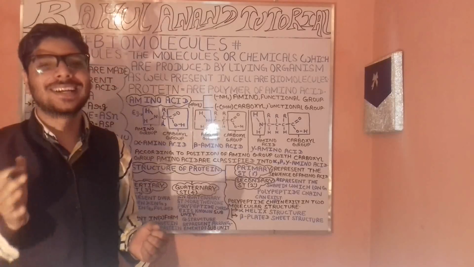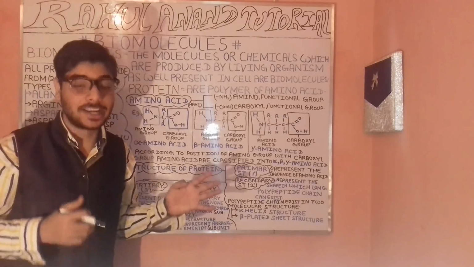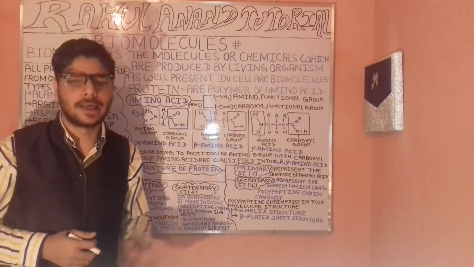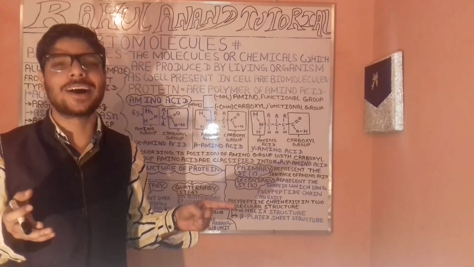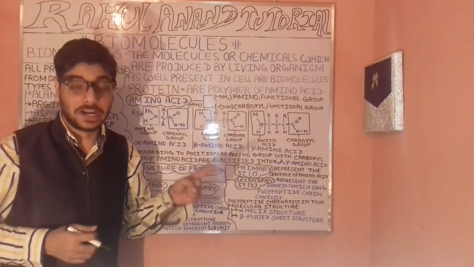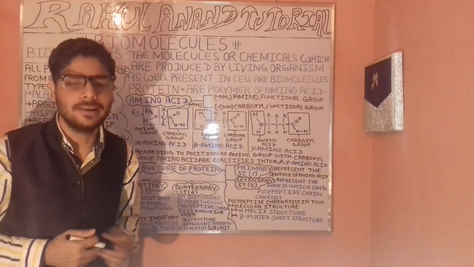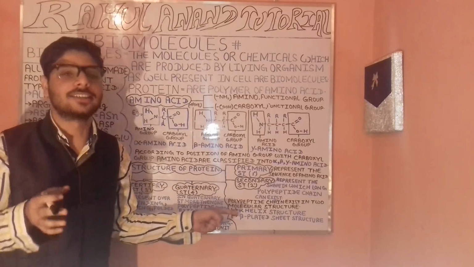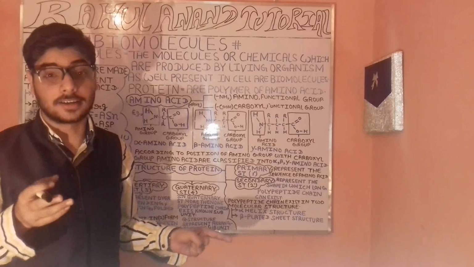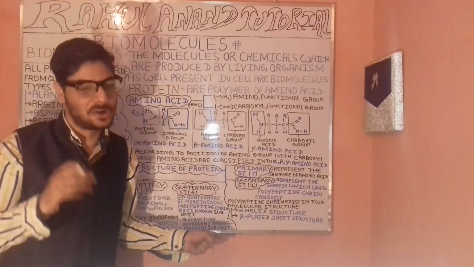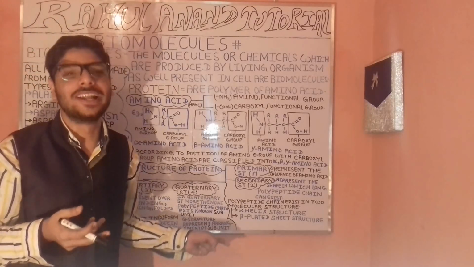Now let's understand the structure of protein. It is further divided into four broad categories. The primary structure, the 1 degree structure. Then the secondary structure, the 2 degree structure. Then the tertiary structure, the 3 degree structure. And in the fourth we have the quaternary structure, the 4 degree structure.